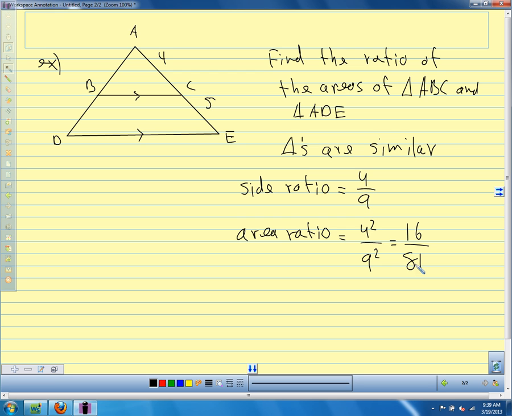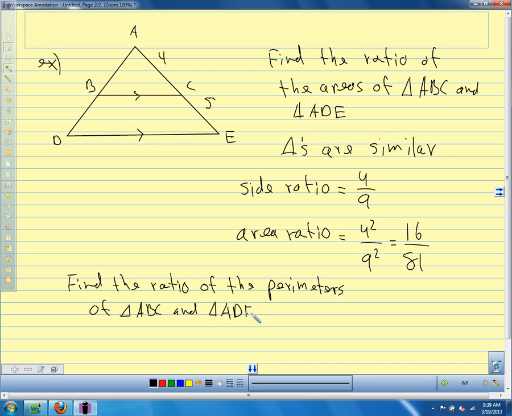What if the problem asked us to find the ratio of the perimeters of triangle ABC and triangle ADE? What would we do for that?